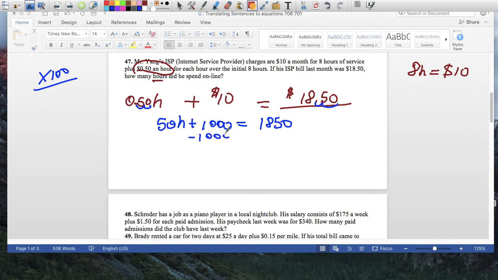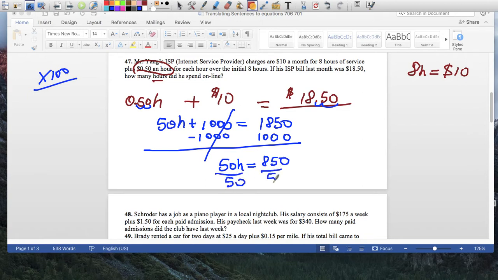Make your story if you like. You are going to end up getting that you have to subtract 1,000 from each side first. These go bye-bye, 50H is left over. And subtract that, you get 850. The second thing you will do is divide by 50. Divide by 50. These two 50s will cancel out, becoming 1, right? And I get H. Let me cross 1, 0, 1, 0. And 85 divided by 5 is 17.